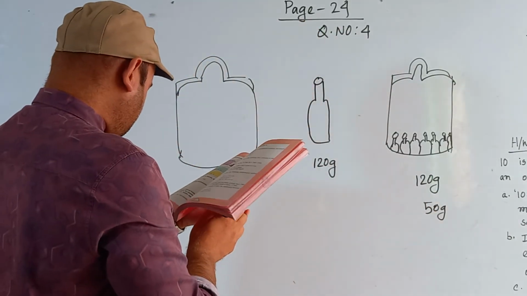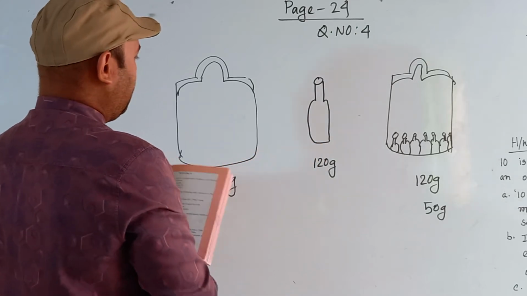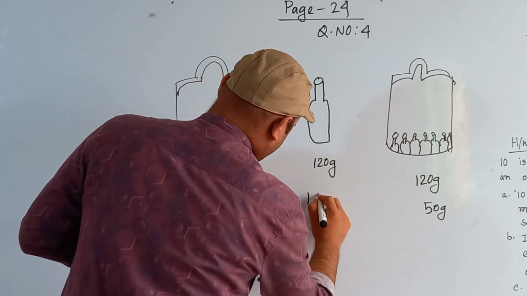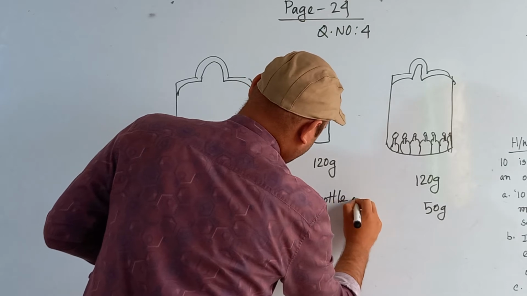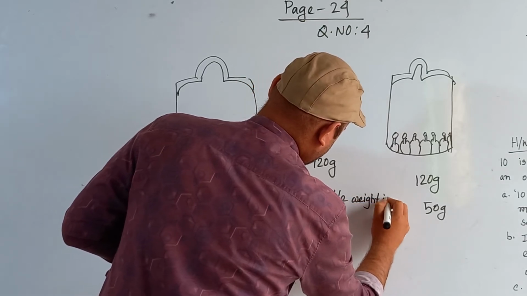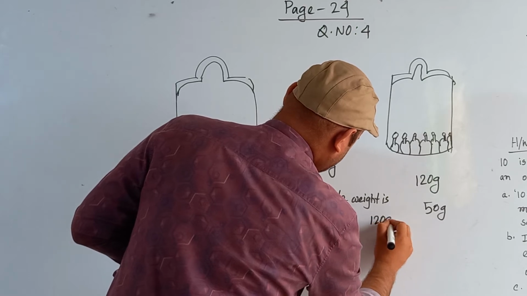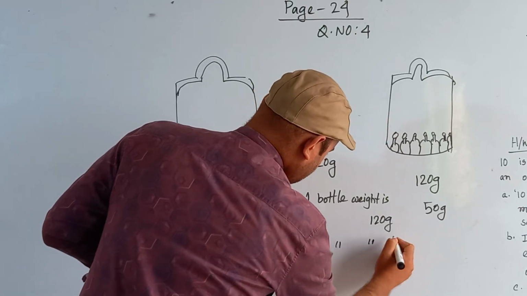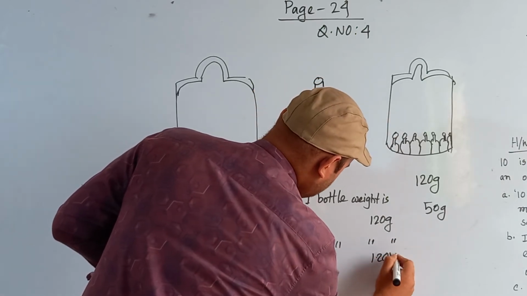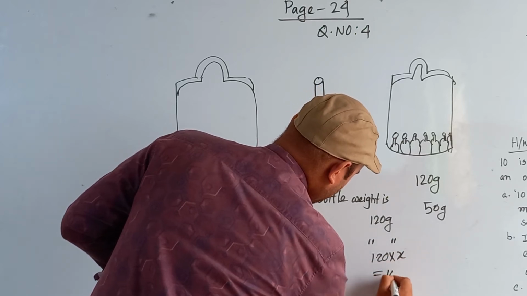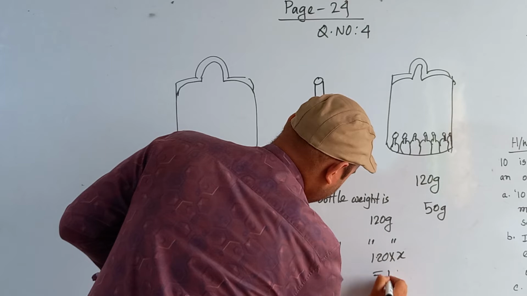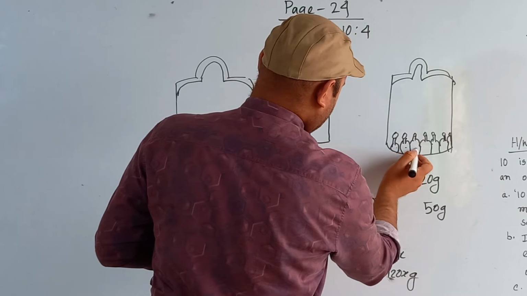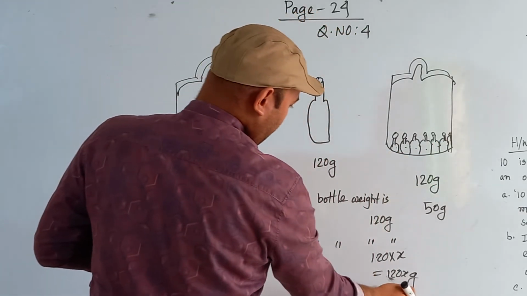Now look at the question. Let X denote the number of bottles. If one bottle weighs 120 gram, then we can say that X bottles weigh 120 multiplied by X gram, that means 120x gram. And suppose the number of bottles is X.